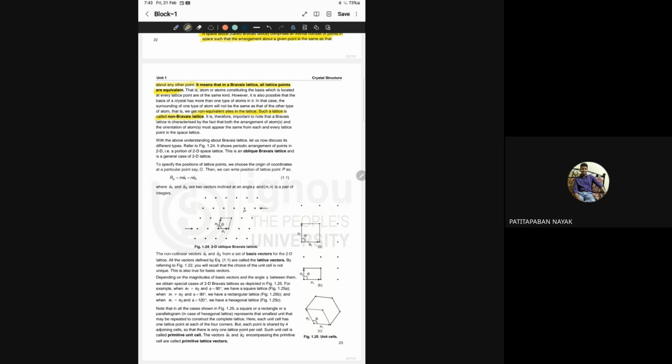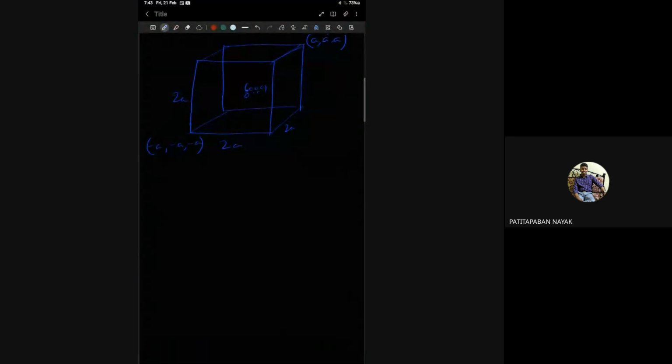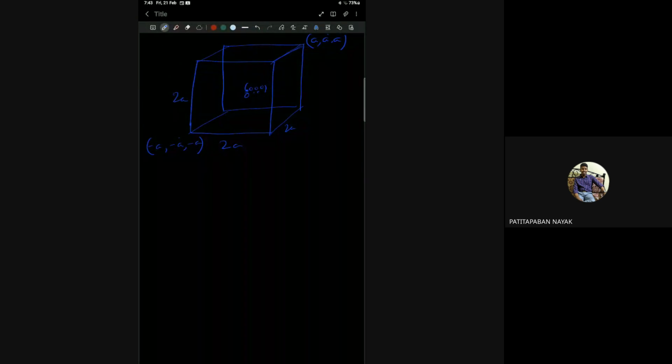What does it mean? Let me explain by drawing it. Let us say I have points like this, like this, like this. So this is, let's say, A1, and this is, say, A2.